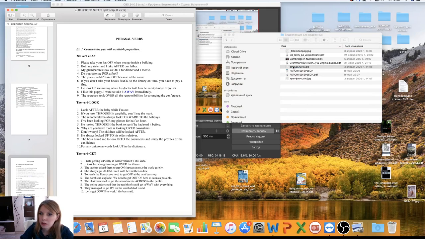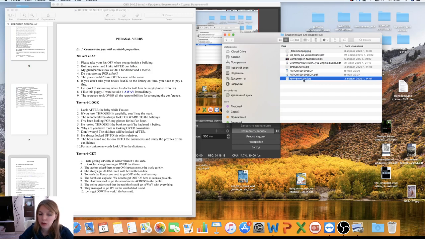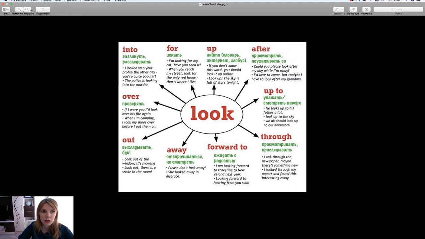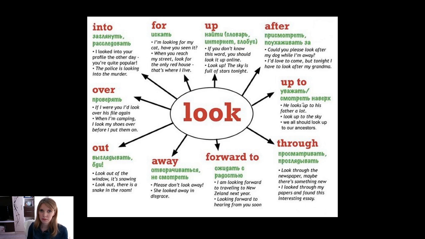And again, no, not get, but look. Yeah, here it is. So the phrasal verb look. Let's have a look at this phrasal verb. Different, again, combinations with different prepositions. Look into. Look into has got two meanings.